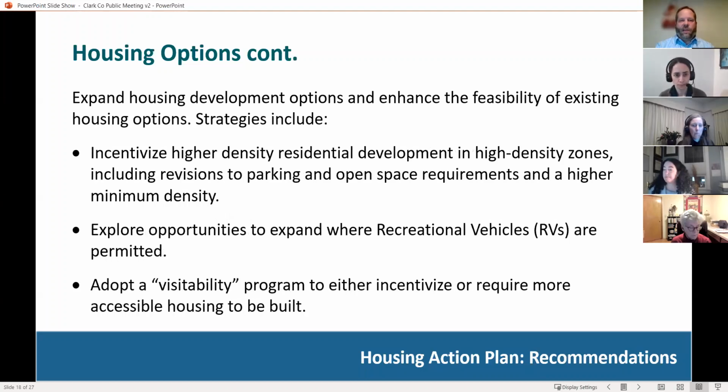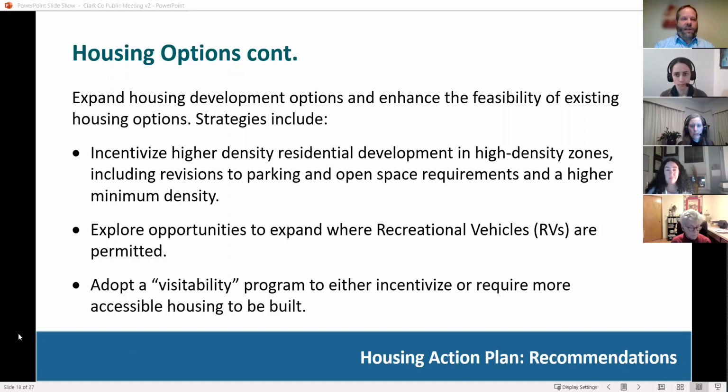Some more examples of housing options include incentivizing higher density residential development in high density zones, including revisions to parking and open space requirements and a higher minimum density. So I mentioned that briefly before, raising minimum densities in high density zones so that we get more multifamily and smaller home options. We're looking at exploring opportunities to expand where recreational vehicles are permitted, potentially in some commercial zones where they're not currently permitted. And another example is adopting a visitability program to either incentivize or require more accessible housing to be built.